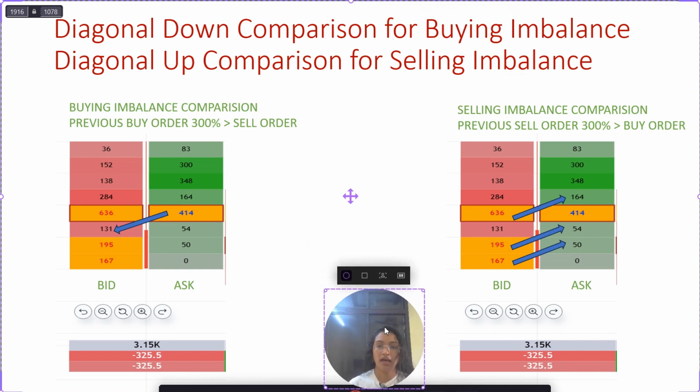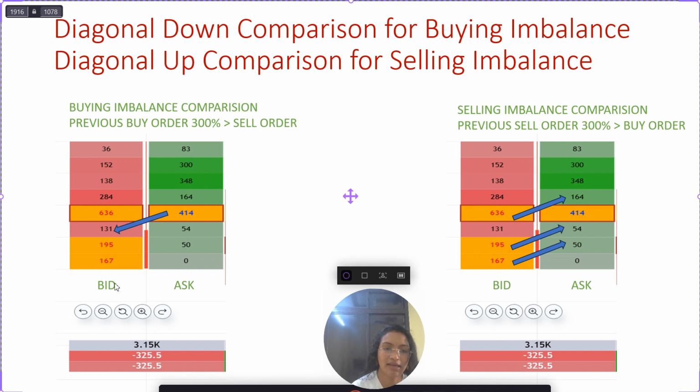And I told you I will explain the statement about diagonal down comparison for buying imbalance. Hope you recall diagonal up, diagonal down. So how to know the imbalance? In this slide I will explain how to know the imbalance. Buying imbalance comparison: the previous buy order is 300% more than the sell order. It is a little bit complicated concept, and I will try to simplify it as best I can. Try to understand this.